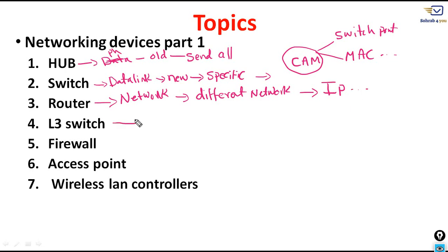Then we studied the layer 3 switch. A layer 3 switch also operates in the network layer. It is a device that can work as a router or as a switch. So it is both router and switch.